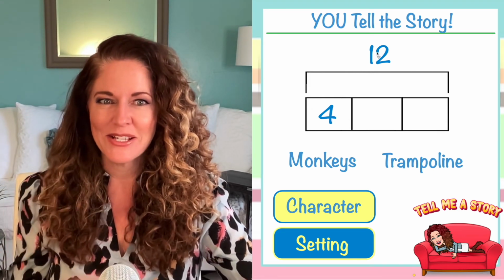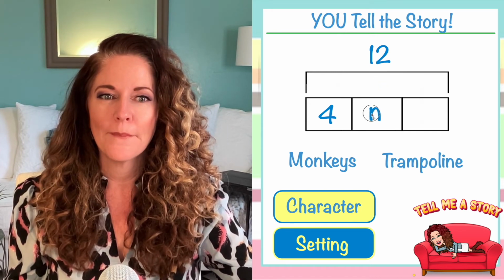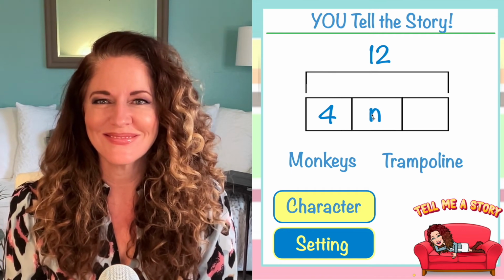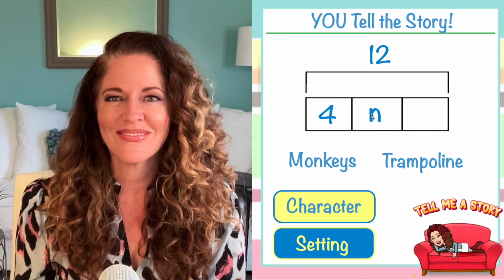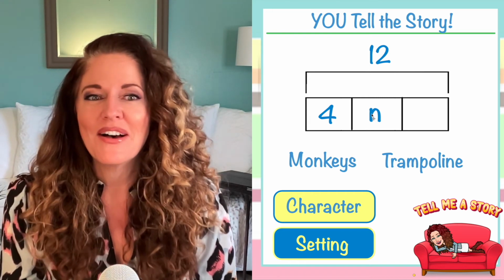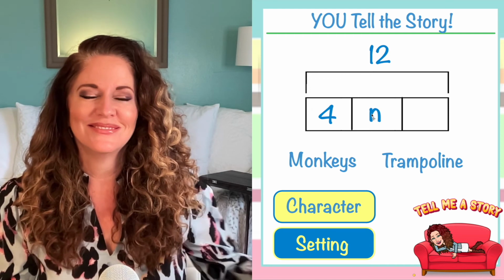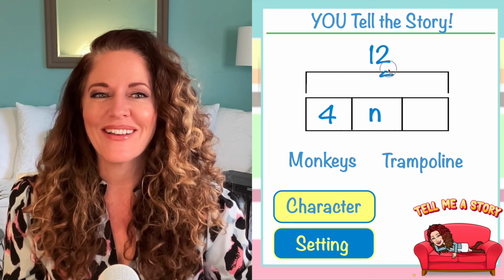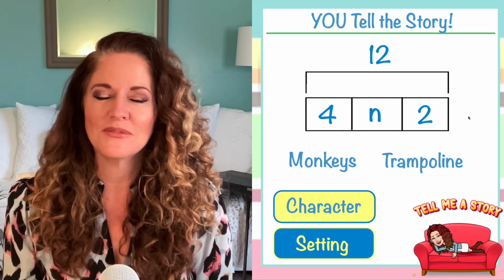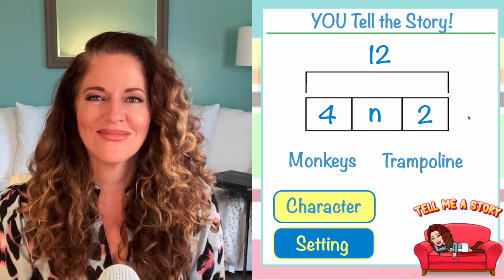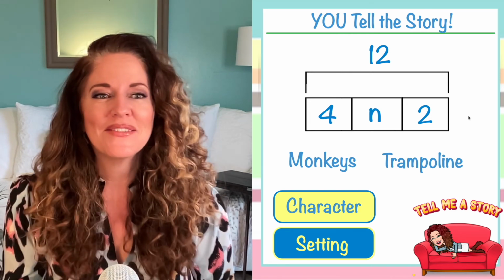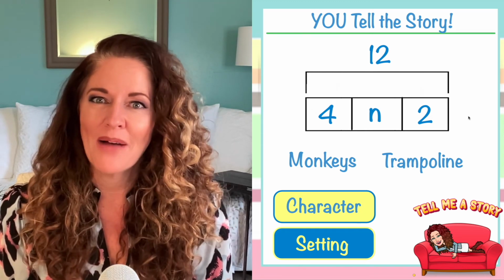Okay, here's our next part. Here we go. And tell your partner. You may have said that some of them fell off. And our last part, tell your partner. You may have said 2 just sat and got bounced around.